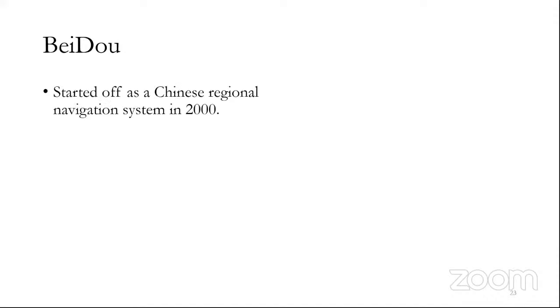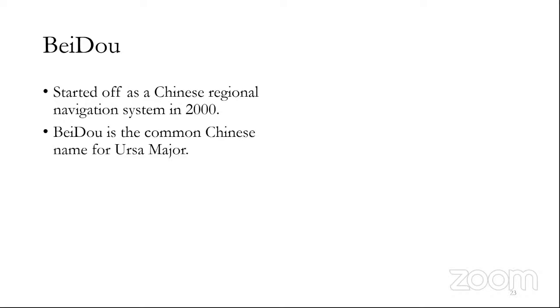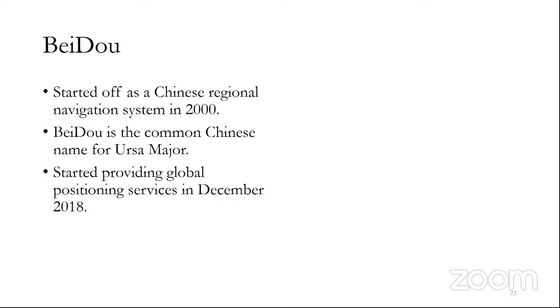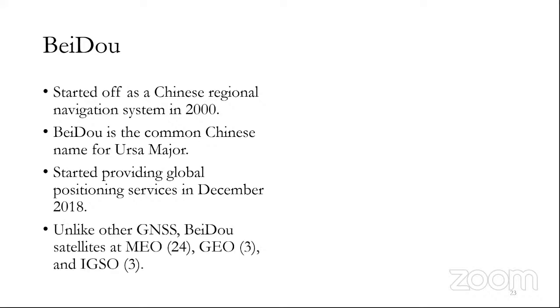Finally, the fourth and the last of the major global navigation satellite system constellations is BeiDou. Now, BeiDou started off as a Chinese regional navigation system in 2000, and the word BeiDou stands for Ursa Major, or the Big Dipper constellation. And it started providing global coverage in December 2018, which is very, very recent. What's different about BeiDou is that GPS, GLONASS, and Galileo have their satellites only in mid-Earth orbits, all 24 satellites. However, BeiDou has 24 satellites in mid-Earth orbit.